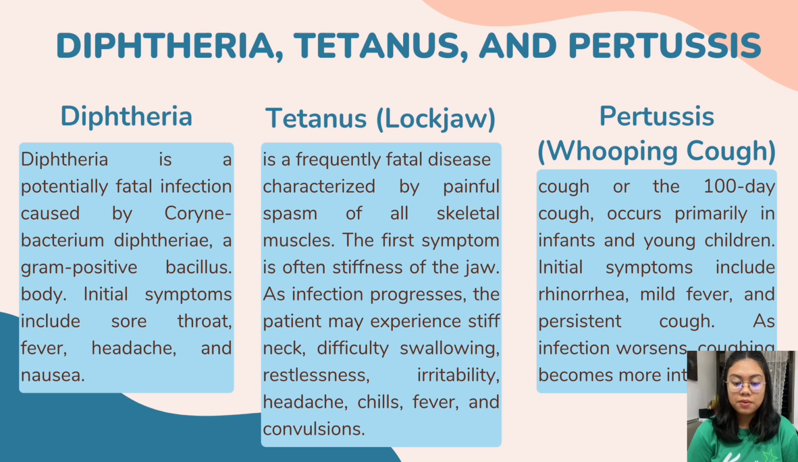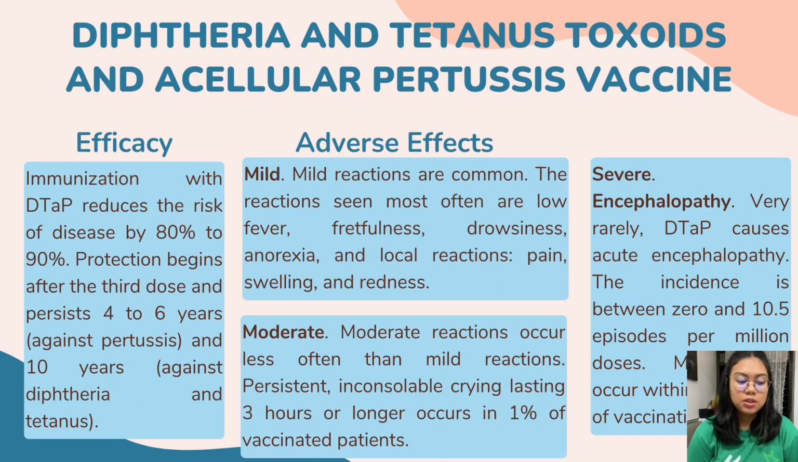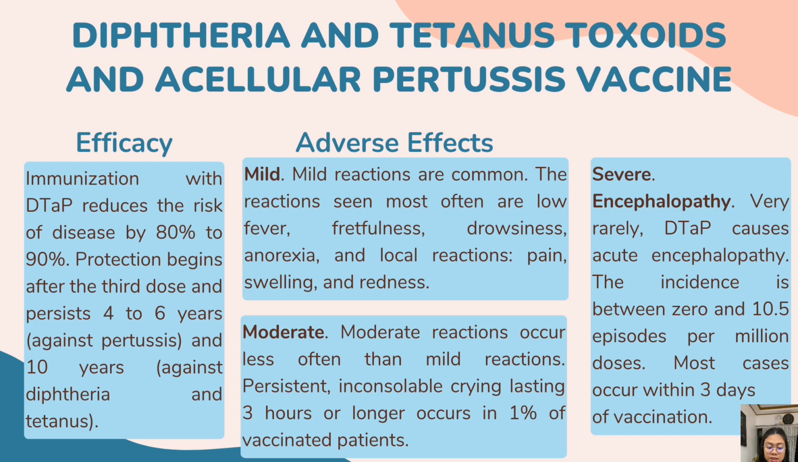Pertussis, or whooping cough, or the 100-day cough, occurs primarily in infants and young children. Initial symptoms include rhinorrhea, mild fever, and persistent cough. As infection worsens, coughing becomes more intense. For the efficacy, immunization with DTaP reduces the risk of disease by 80% to 90%.